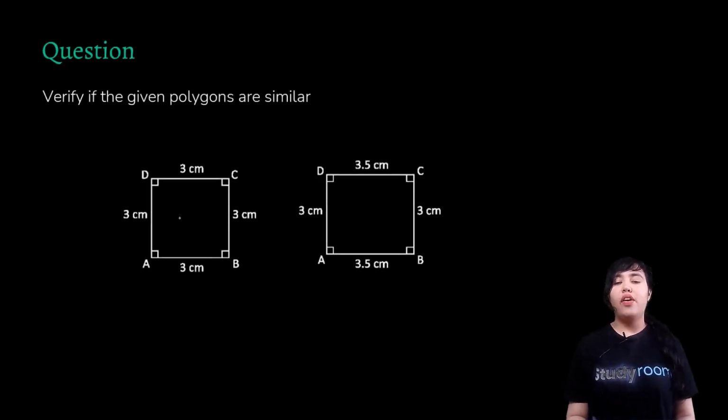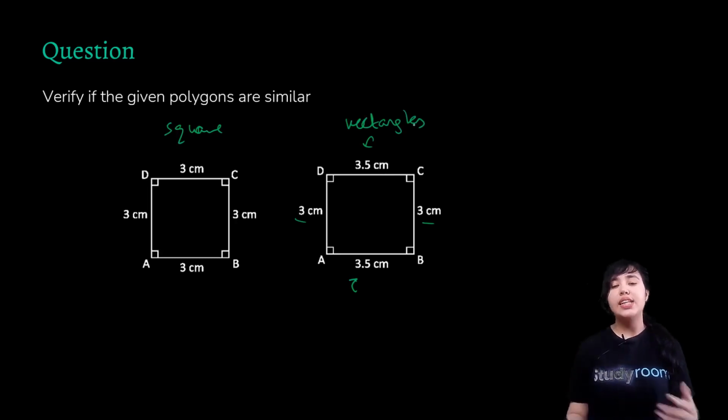Let's try it out for another set of figures. Here the shape itself tells you that the figures cannot be similar. Here all the sides are of equal length, but here you have breadth as 3 centimeters and length as 3.5 centimeters, which means that this is a rectangle whereas this is a square. If the shape itself is not the same, we can definitely say without looking into the angles and the sides that they are not similar.